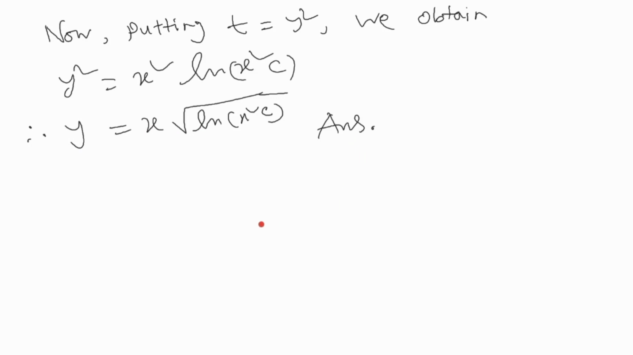So I hope all of you understand how to apply Bernoulli's transformation to solve first order nonlinear differential equations.